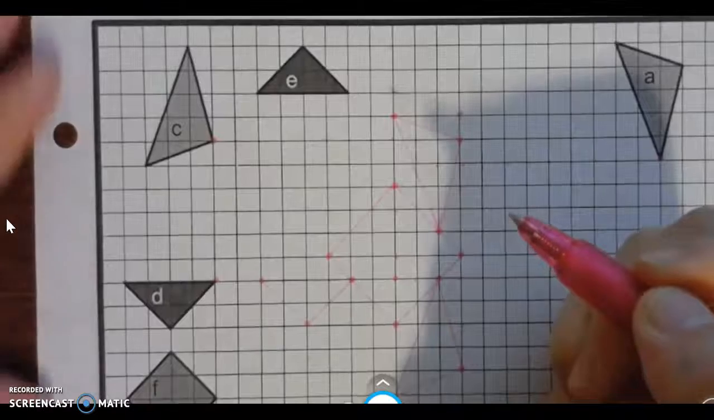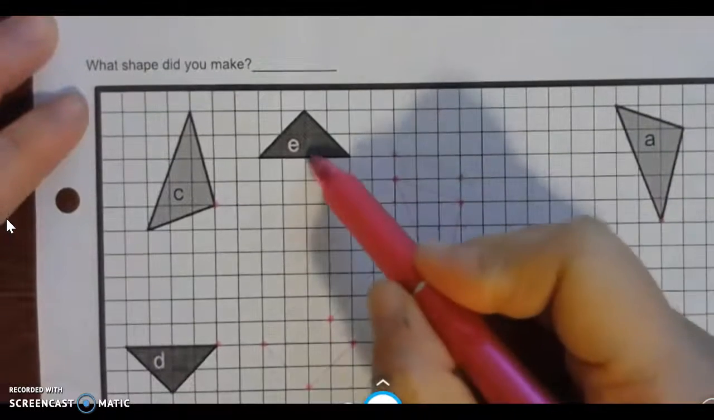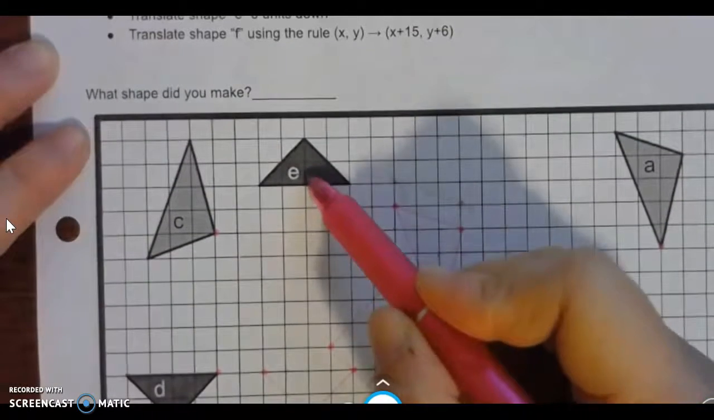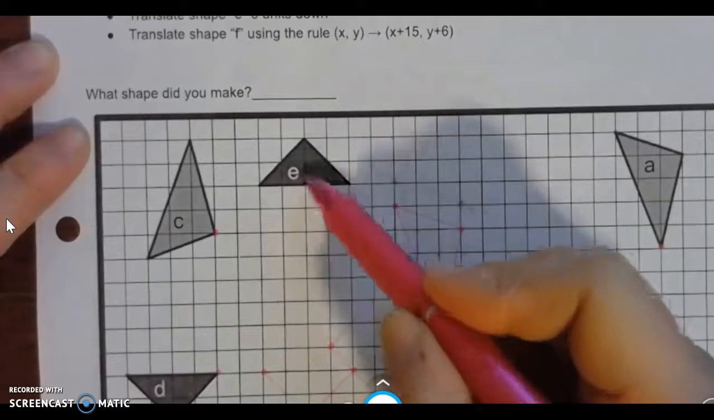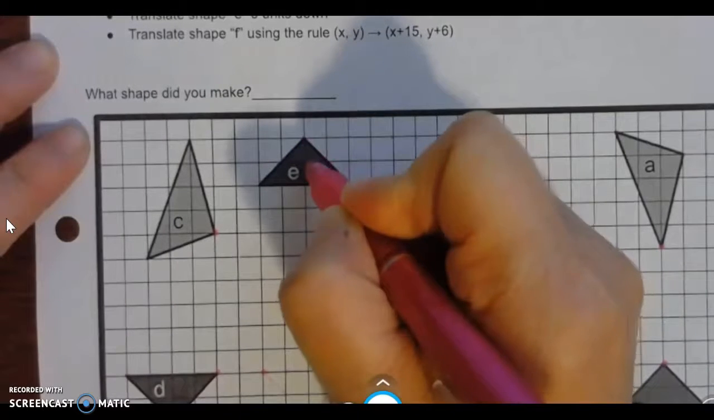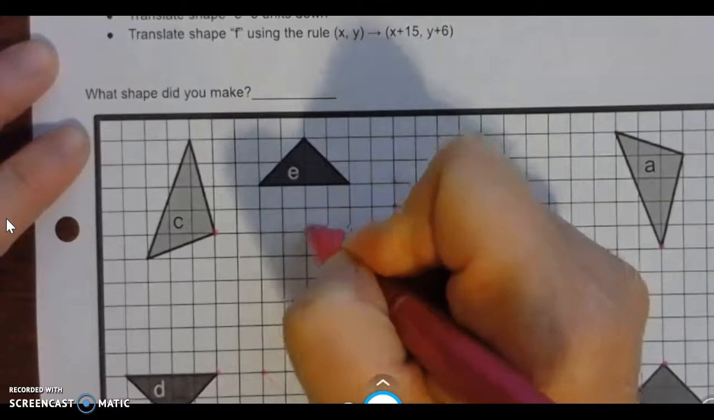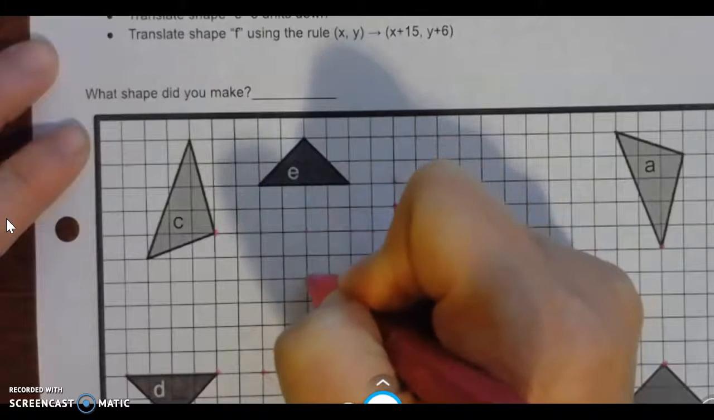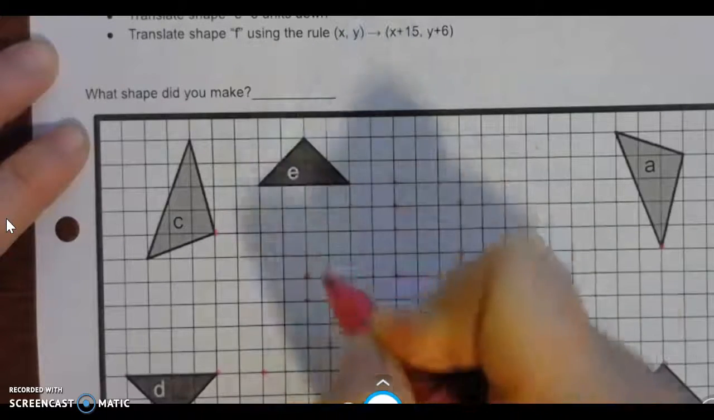Okay, and then E is 6 units down. Here is my E, 6 units down. That means I need to bring everything down 6 units. So if I was to start with this tip there, 1, 2, 3, 4, 5, 6. This is going to be the top of my triangle.